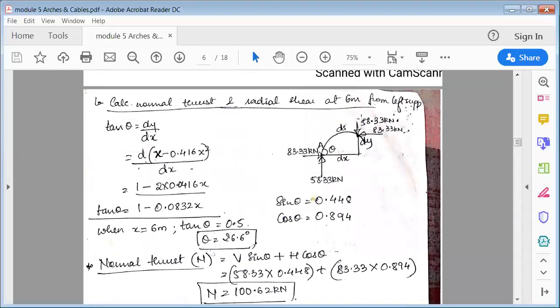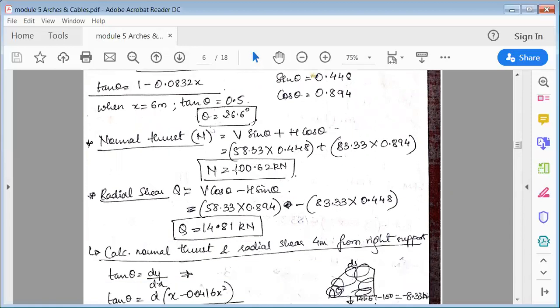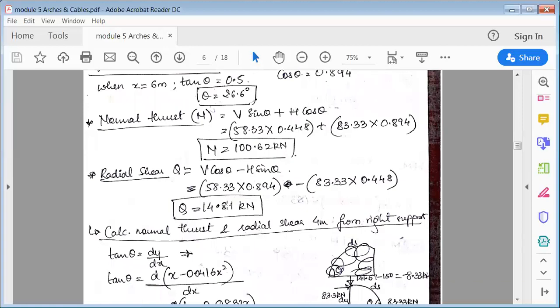You can see a vertical force, the highest force you should take. So vertical force is 58.33 and horizontal is 83.33. Substitute the values of sine theta and cos theta, and you get normal thrust N. Similarly, radial shear Q. Again, put this, write the equations properly, and solve, and you'll get radial shear. So these are radial shear and normal thrust.